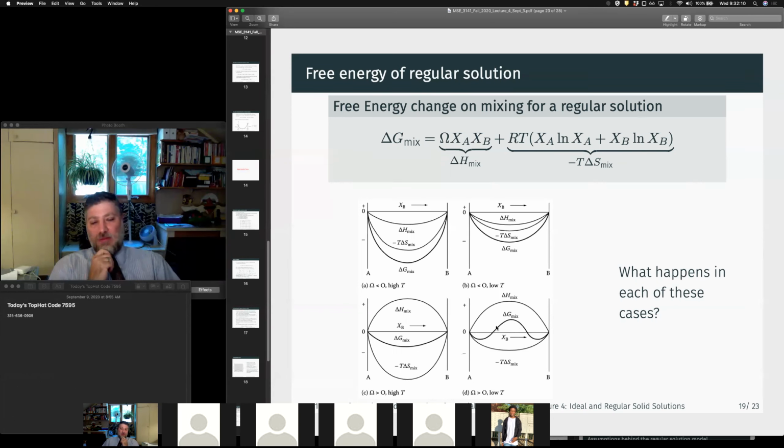The maximum amount of B that we can dissolve into A is going to be dictated by where the delta G of mixing becomes positive, right? And the same thing, the maximum amount of B that we can dissolve into A is going to be here.